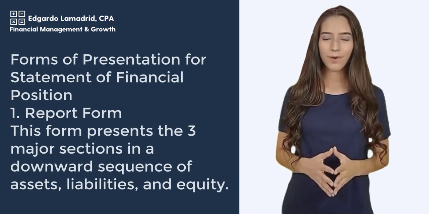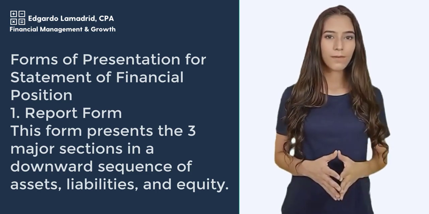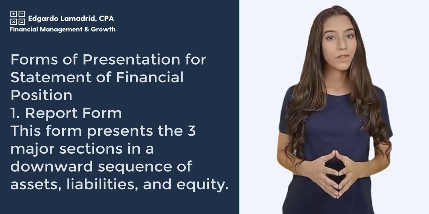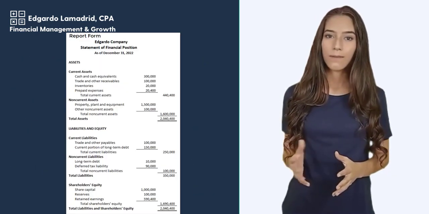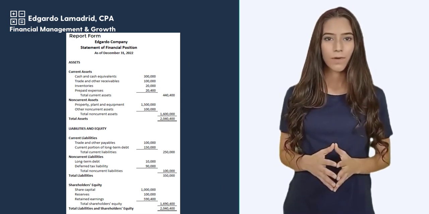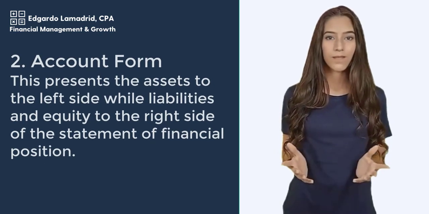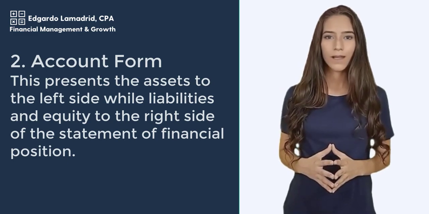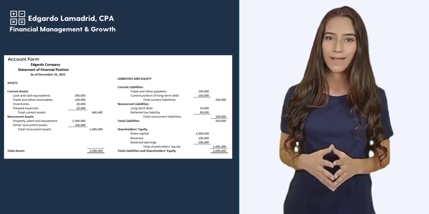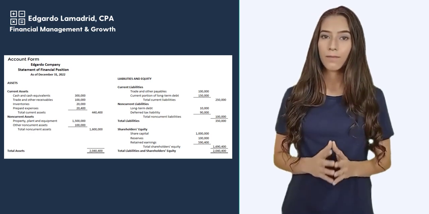Financial statements can be presented under the two forms below. First is in a report form. This form presents the three major sections in a downward sequence of assets, liabilities, and equity. You can check on this illustrative example of the statement of financial position using the report form. Second is in an account form. This presents the assets on the left side while liabilities and equity on the right side of the statement of financial position. You can check on this illustrative example of the statement of financial position using the account form.